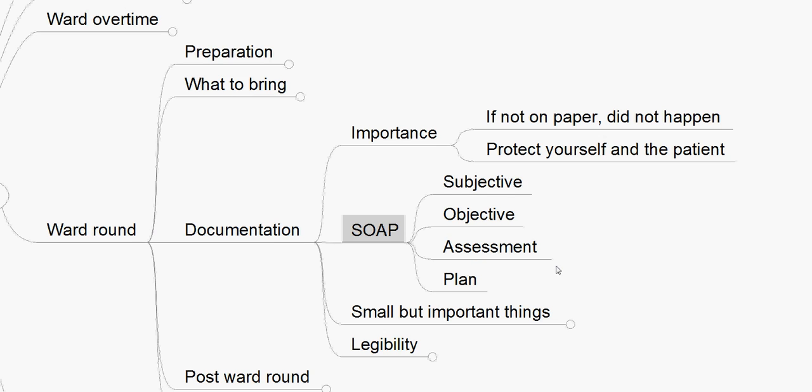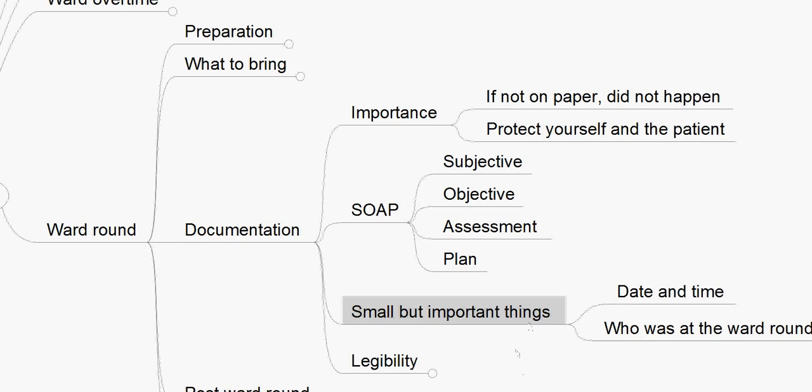And lastly, the plan. So the plan should be documented in a way that is clear. So normally I like to list the things that need to get done now, later today, and in the next couple of days, and in that particular order.